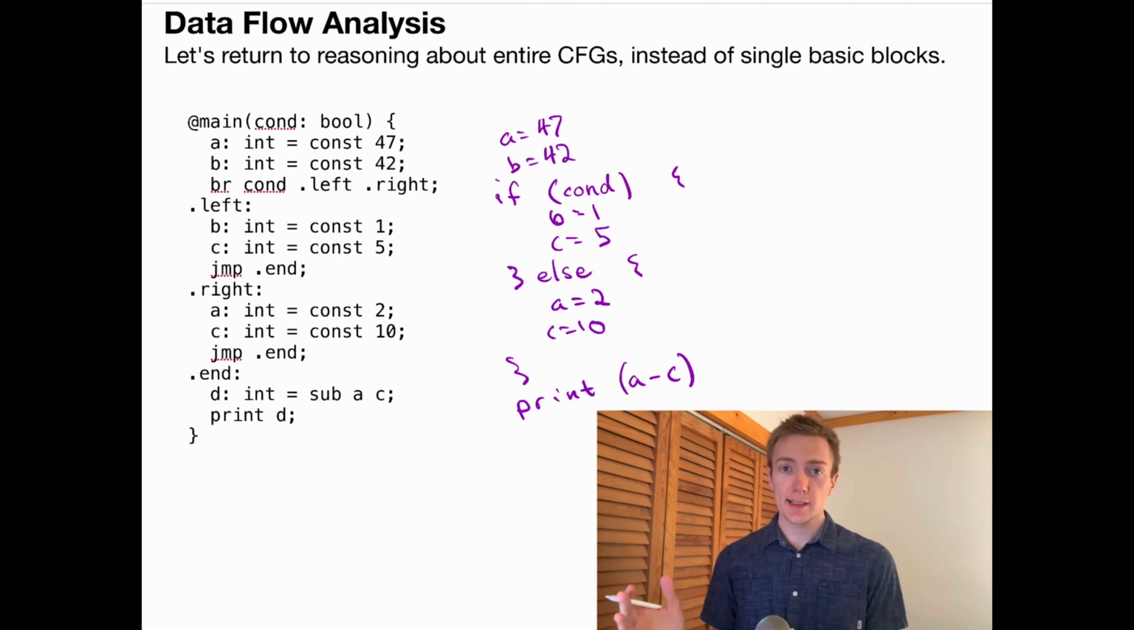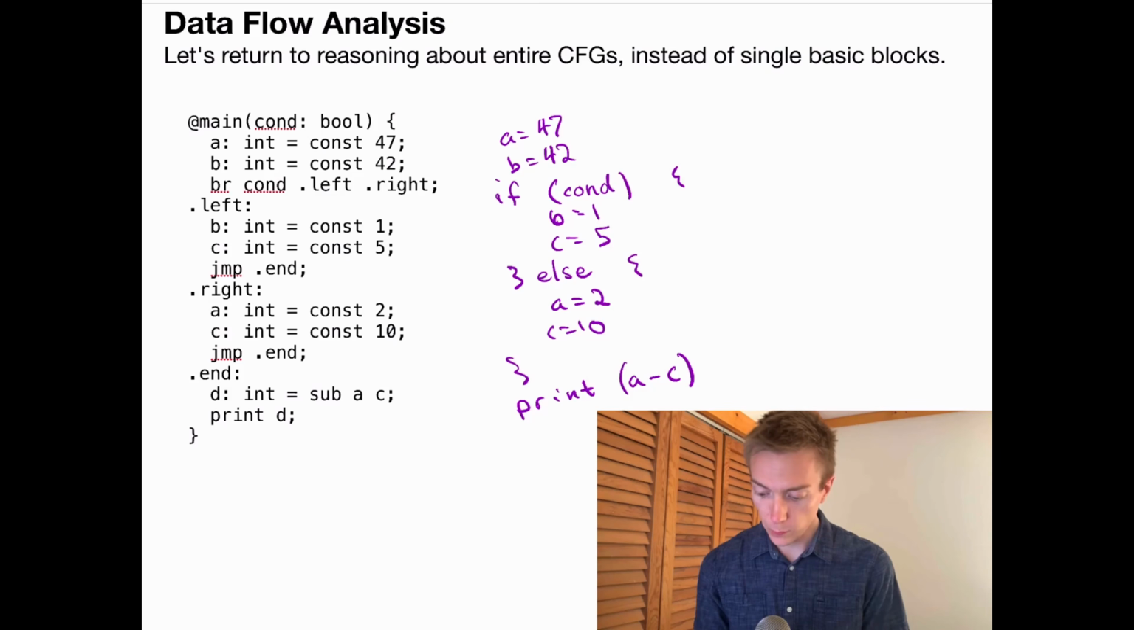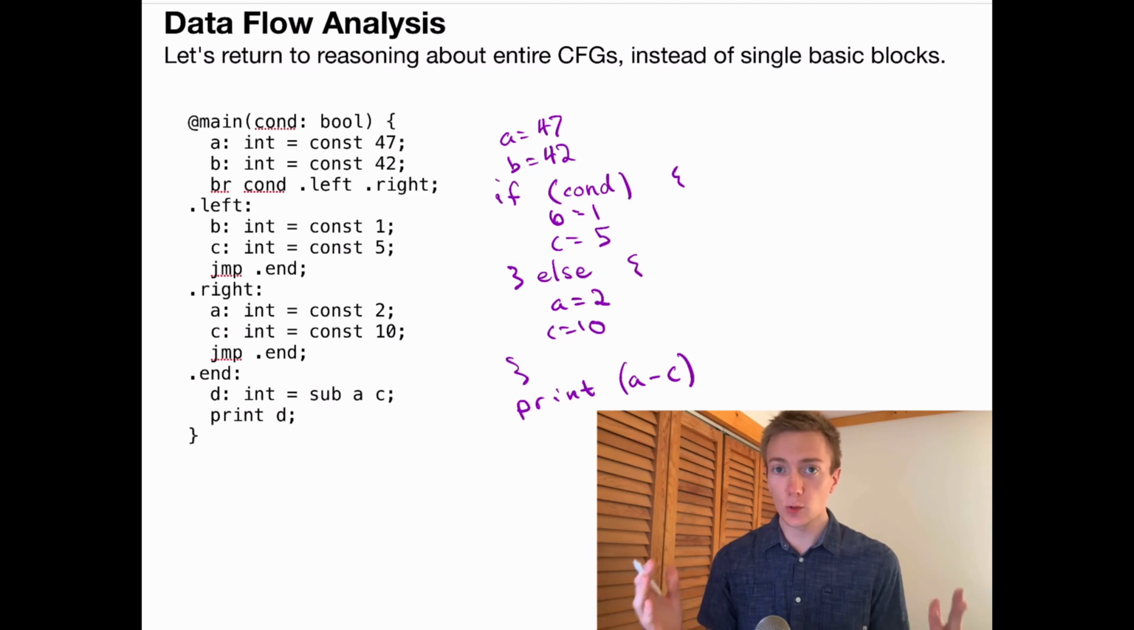Now imagine that your task is to do some sort of constant propagation on this program. That is, we want to know what A and C might be, what constants they might be, when we're printing them out at the end, when we finally print out their difference. So the question is: is it possible to replace A with a constant, or is it possible to replace C with a constant? And the point about asking this question is that it is a global property.